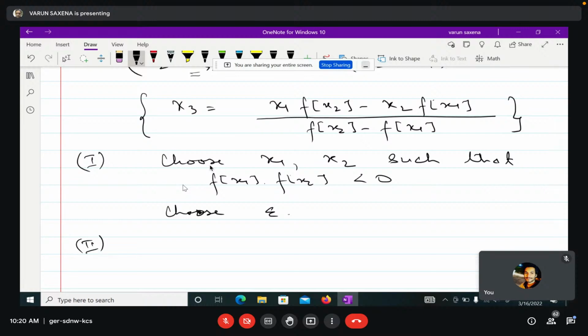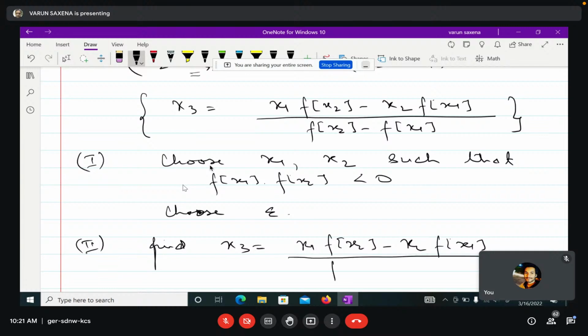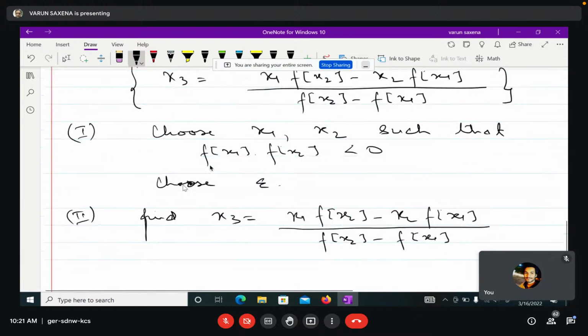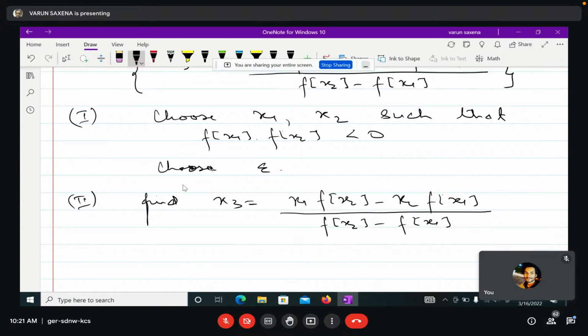Second step, find x3 as x1 fx2 minus x2 fx1 divided by fx2 minus fx1. So the formula becomes slightly more complicated because in the bisection method, you were simply writing x3 as x1 plus x2 divided by 2.